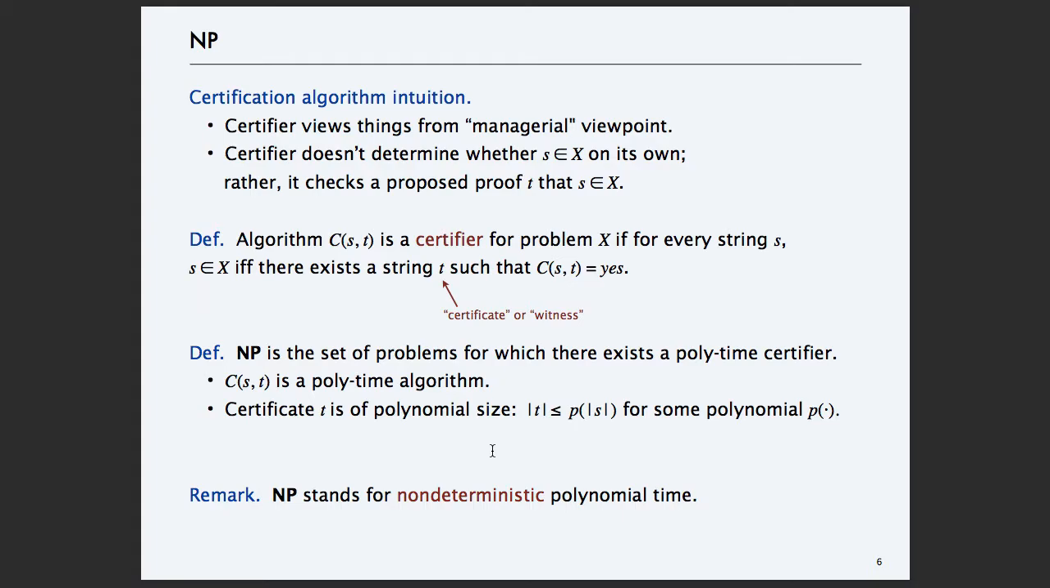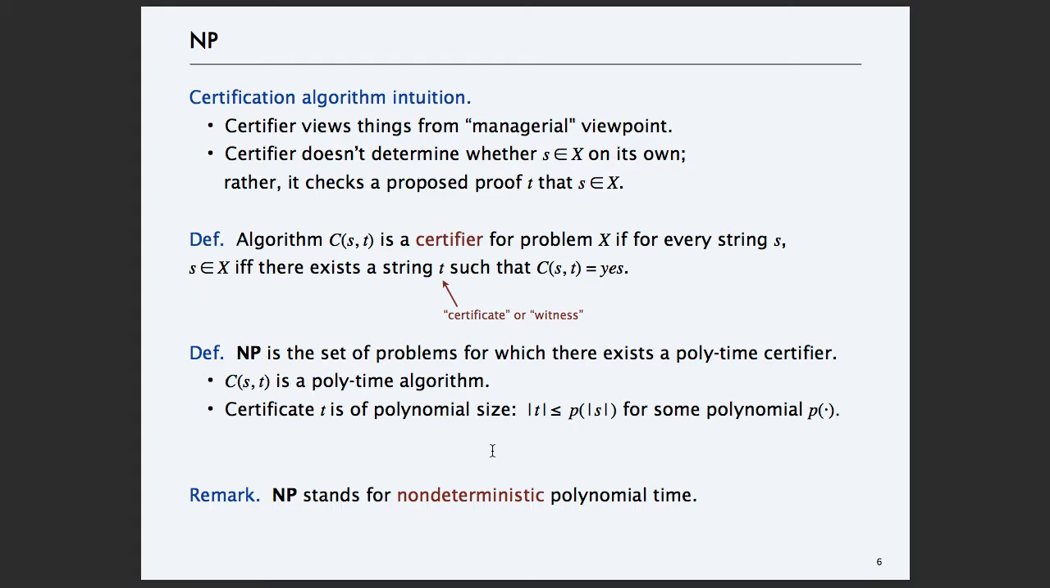And so we define NP as the set of problems for which there is a polynomial time certifier. So we require that the certifier algorithm is a polynomial time algorithm, and also that the certificate T is of polynomial size on S. So you can't have a T that grows too much. T can grow, but it has to be polynomial.